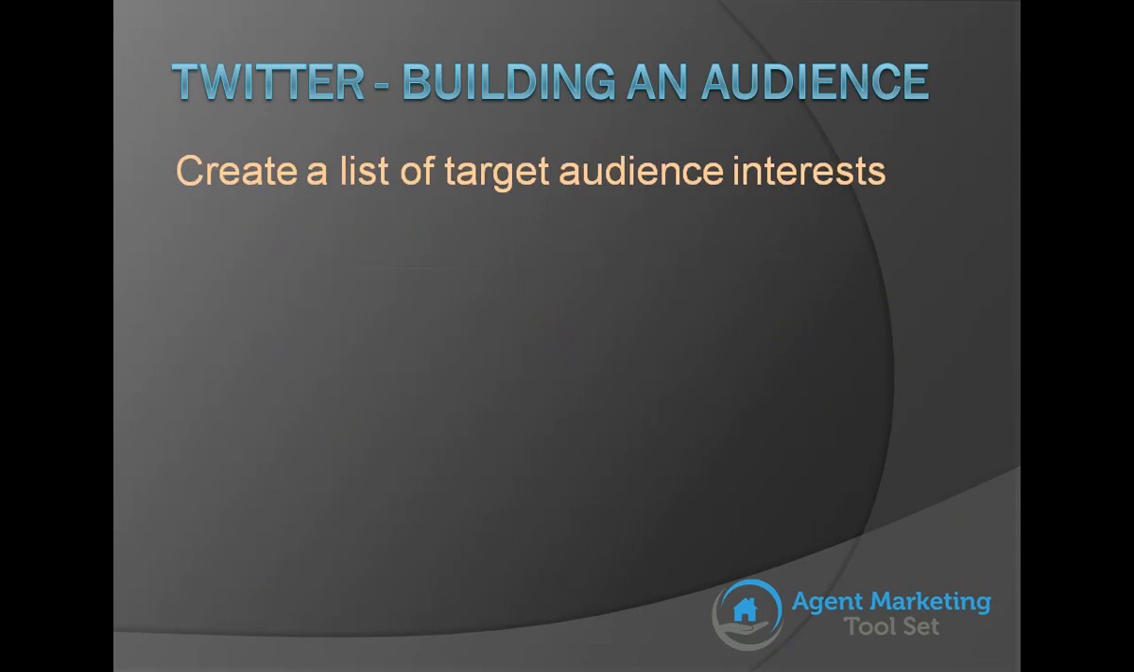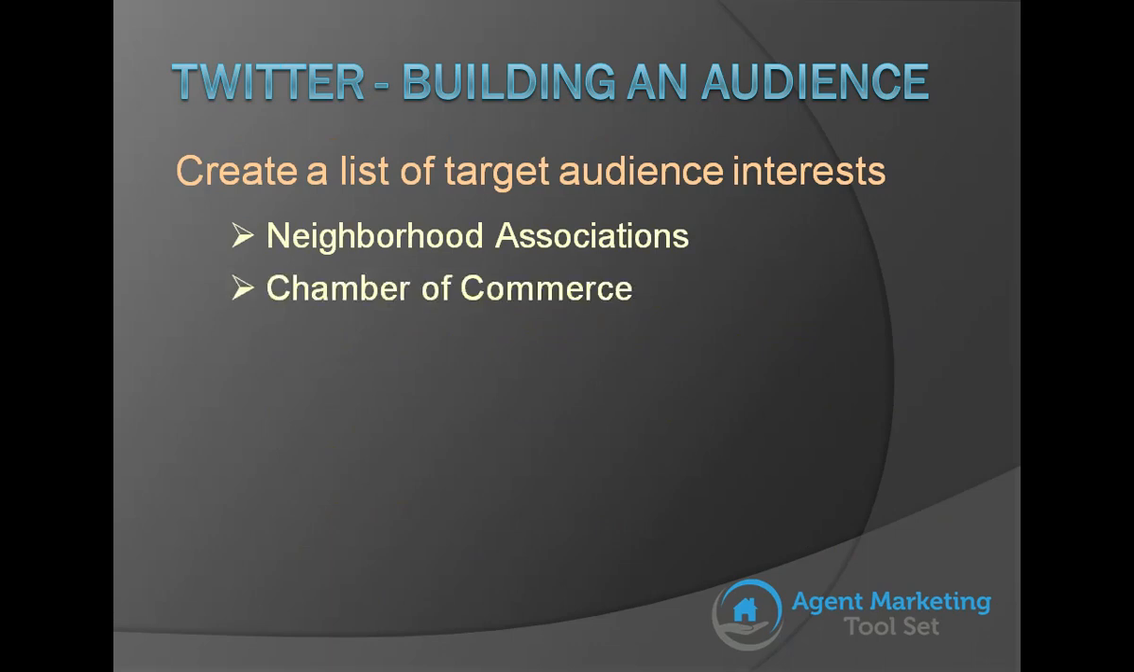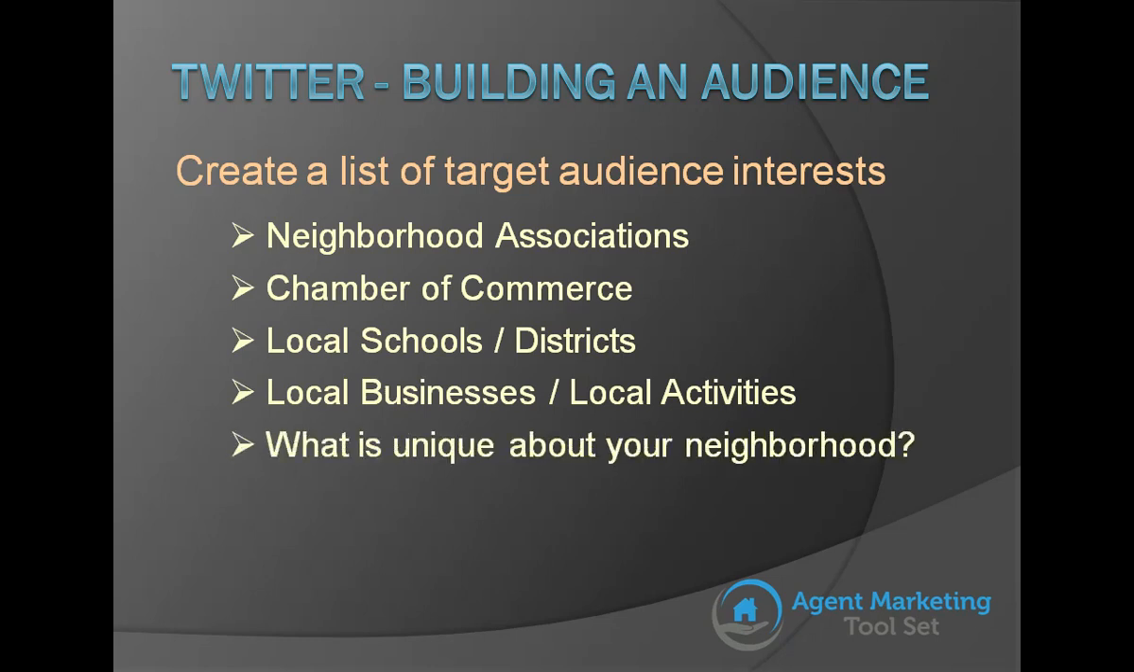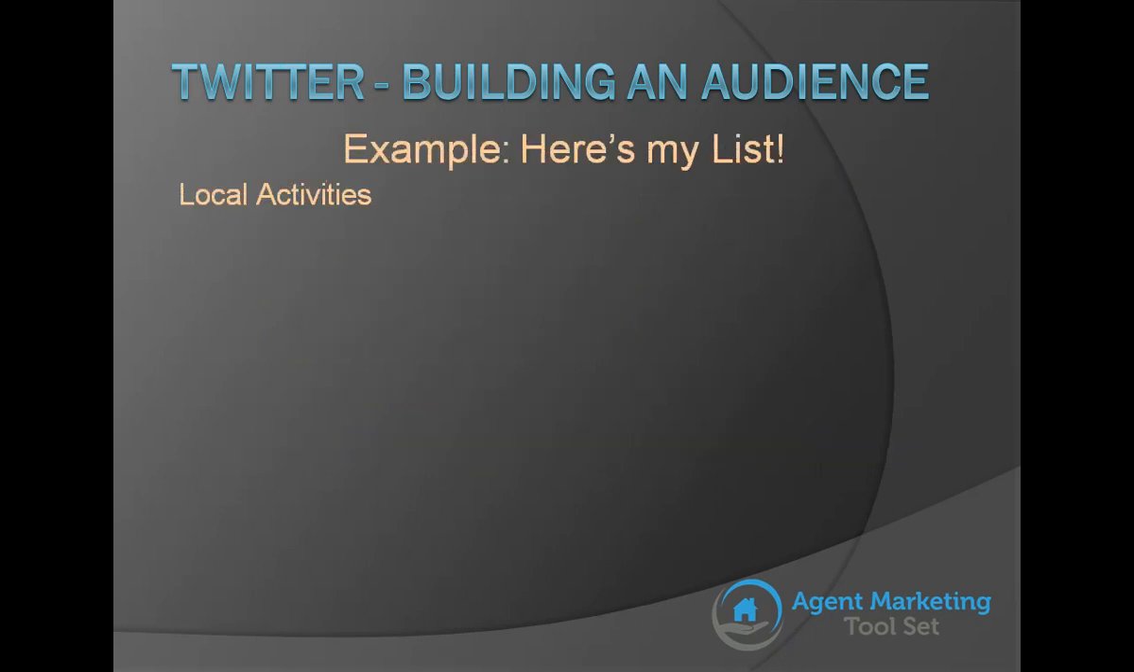Now, the first step in this process is to create a list of target audience interests. This would include neighborhood associations, chambers of commerce, local schools, districts, local businesses, local activities, and other unique things about your neighborhood. What you want to do is think local, and not only just local, but think about where, because there's a lot of local stuff that people from all over the city or town will be following. You want to think super local, the things that only people that live in that neighborhood would follow that Twitter page. Here's an example of a list that I did.